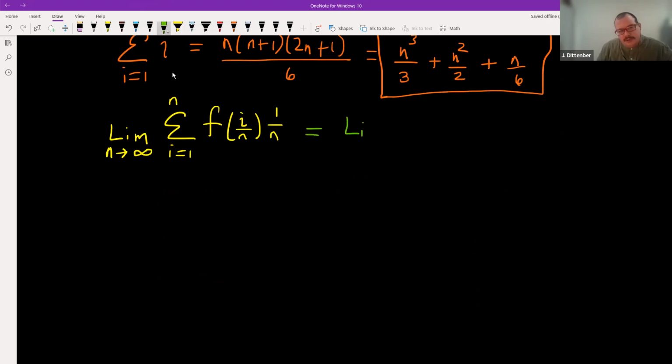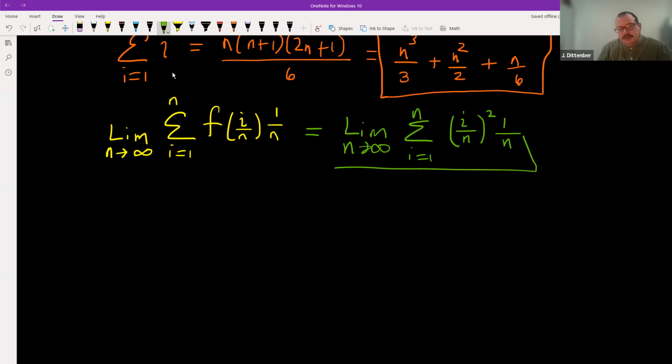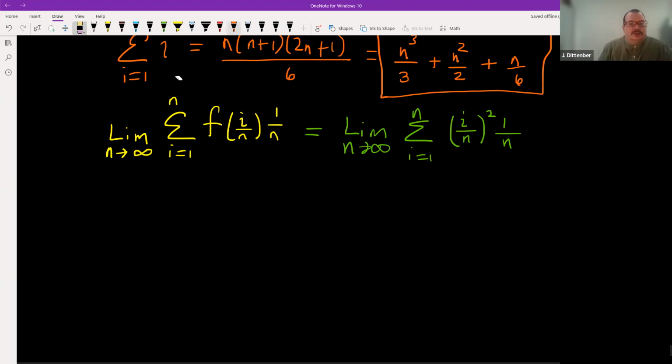So that means we're going to get the limit as n goes to infinity of the sum from i equals 1 to n of i divided by n squared times 1 over n. Okay, now all we have to do is calculate this limit, which is surprisingly simple when we use this expression the way I've done here.